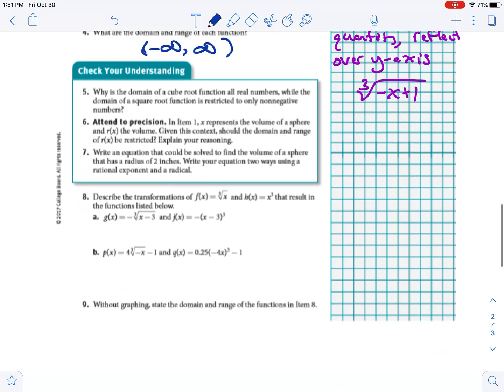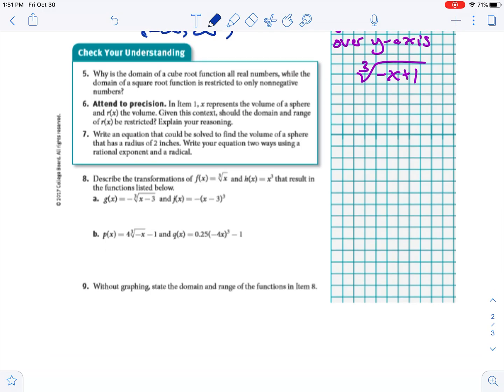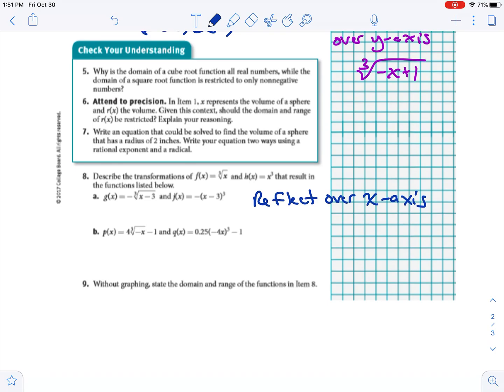Okay, there's a couple more transformation questions down here that we can talk about. And for part A, in number 8, we have a negative outside the quantity. And so that's going to, of course, be a reflection over x. So we'll do reflect over x-axis. We have a -3 inside the quantity, so that is going to be a horizontal translation, and that's going to be to the right 3.